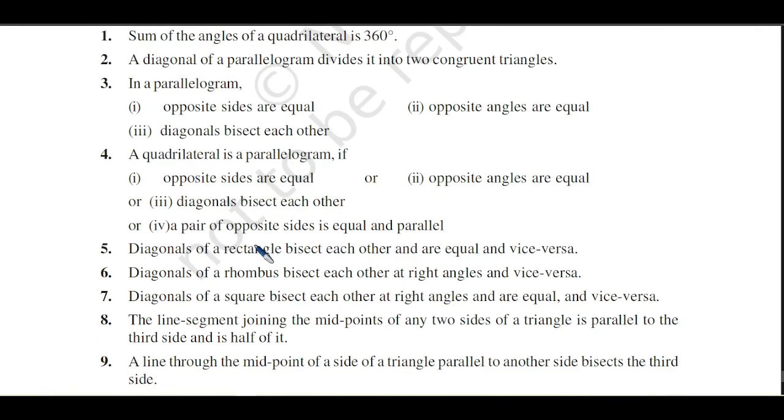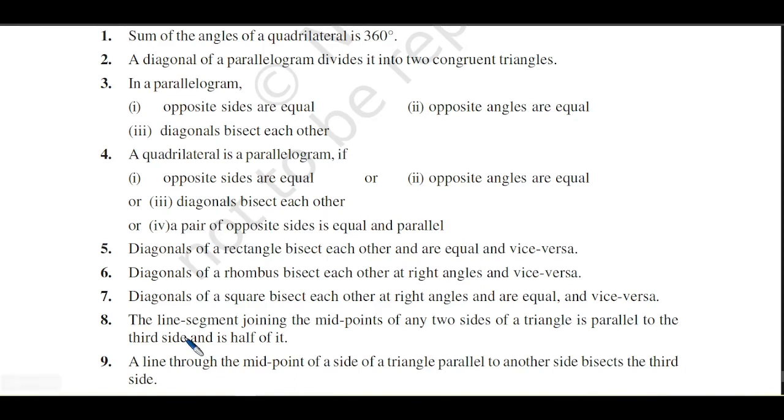Diagonals of a rectangle bisect each other and are equal, but they don't bisect at perpendicular angles. But if you take a rhombus, the diagonals bisect each other at right angles; they are perpendicular to each other. Similarly, the diagonals of a square bisect each other, are perpendicular, and are equal.